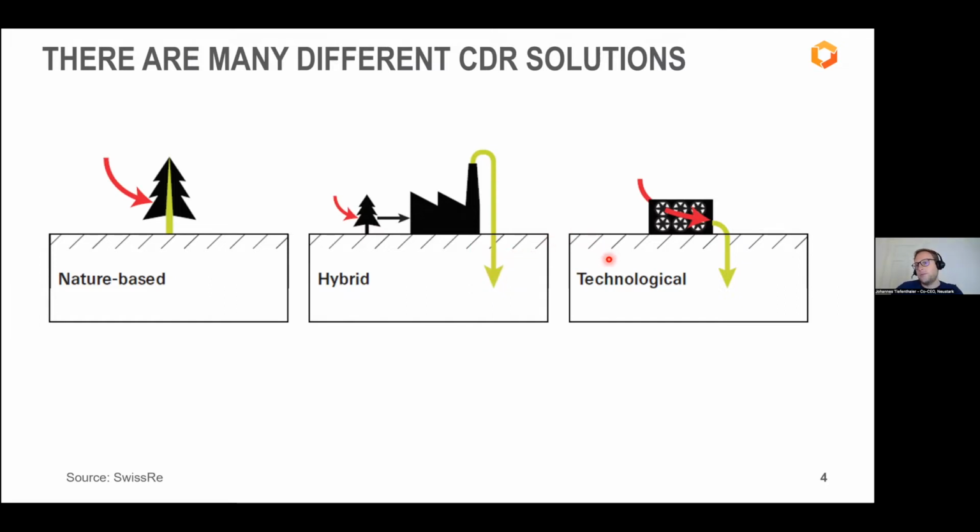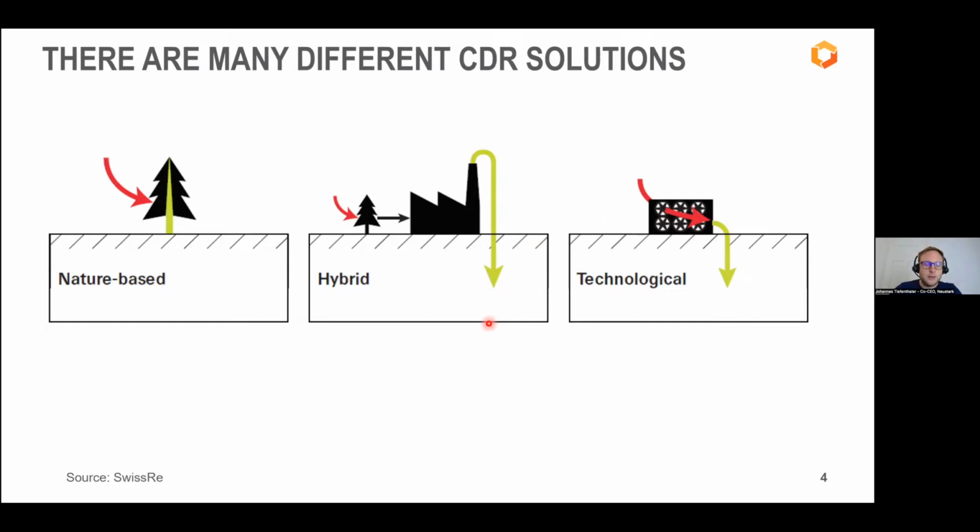And then the technology-based solutions mostly have the advantage of a relatively small footprint. But of course, they come at an even higher cost. And at Neustark, we focus on hybrid solutions, where we believe that this is the golden middle.